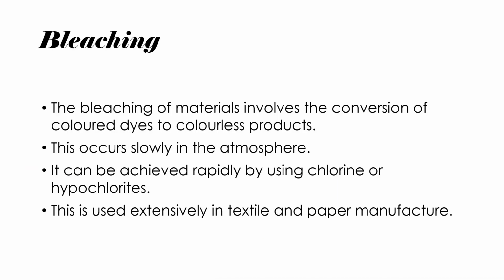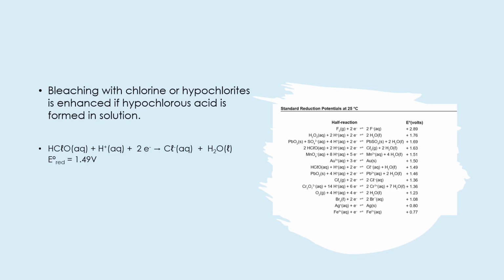Now, the other use that we have for chlorine and chlorine-based compounds is bleaching. And bleaching is the process of converting coloured dyes to colourless products, and this occurs slowly in the atmosphere. So all of your clothes are slowly being bleached if you leave them on the outside line. Now, it's achieved more rapidly by using chlorine or hypochlorites, and it's used extensively in the textile and paper manufacture industry. So bleaching with chlorine or hypochlorites is enhanced by using hypochlorous acid.